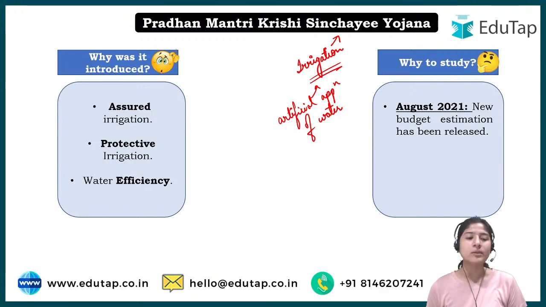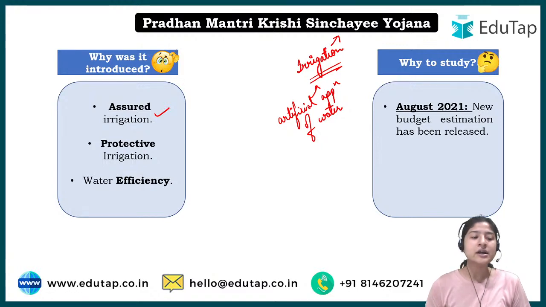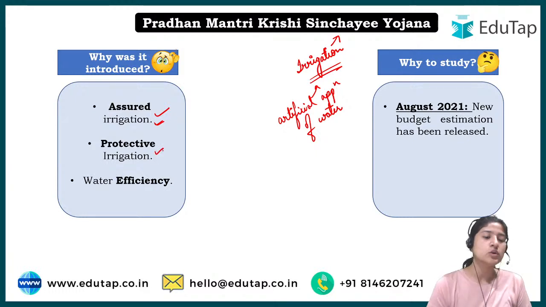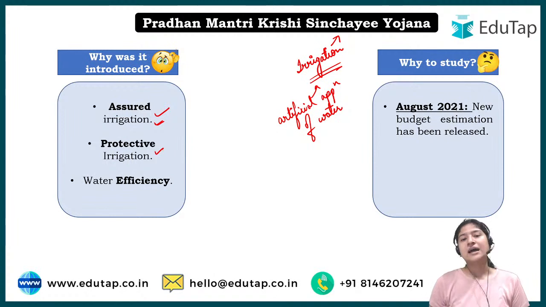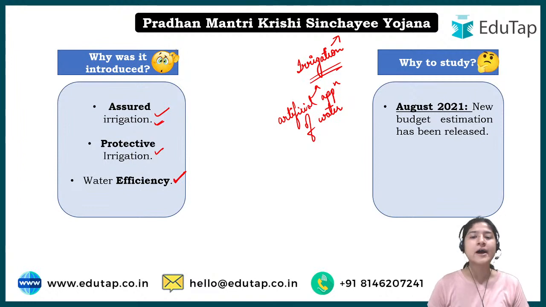So to tackle all this problem, to have assured irrigation means, be it any time, any month, anywhere, irrigation should be provided, because water is the basic necessity for the plants to grow, right? So that is why we needed assured irrigation. Then comes protective irrigation. What is protective irrigation? Not only that we have to provide water, but that too in a fruitful manner. For example, during rainy season a lot of water is wasted, right? So we can use water harvesting management and other things like that. So protective irrigation is important, as well as water efficiency should be there. That was the thought of the government while introducing this scheme.